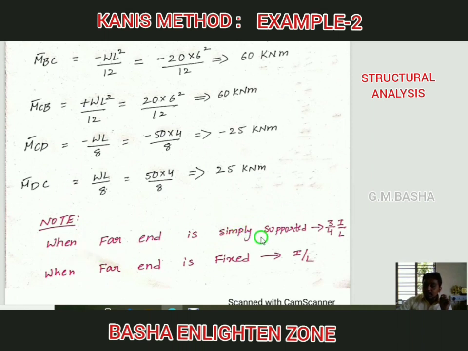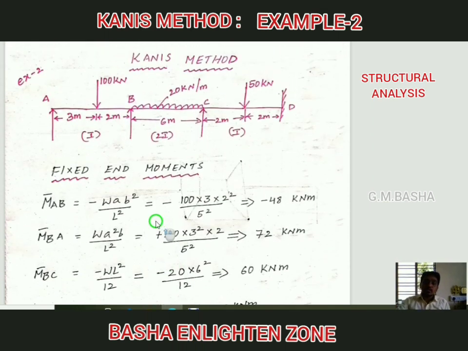Then see here, friends, I already gave one note point here. When the far end is simply supported, relative stiffness will be equal to 3 by 4 times I by L. When the far end is fixed, your relative stiffness will be equal to I by L. So friends, see here when it will be the far end and when it will be the near end, and what steps you have to take for the far end and near end.